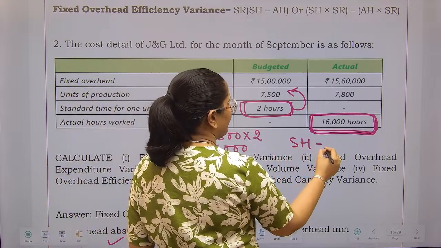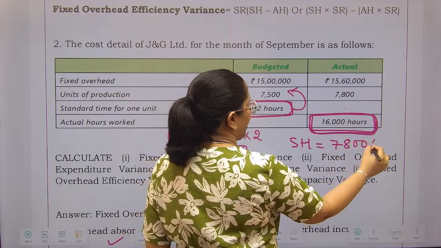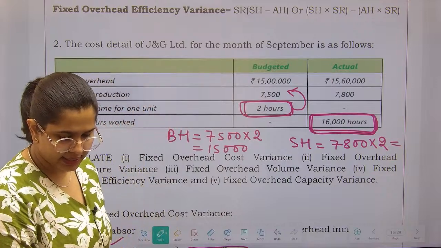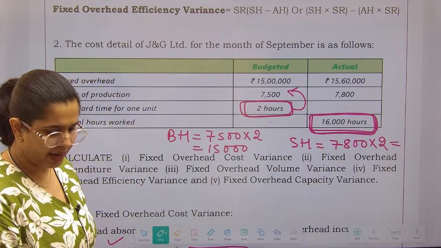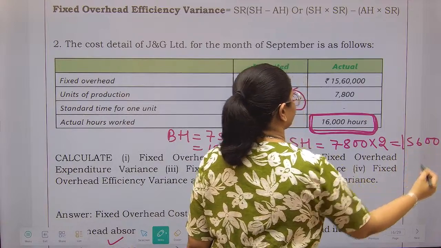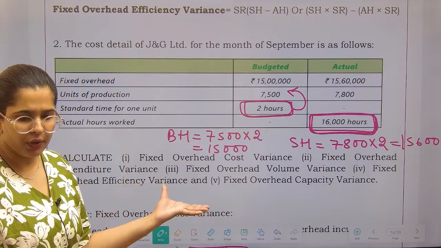Standard hours will be what is my actual production multiplied by standard hours needed to complete it. That is 7,800 multiplied by 2, 15,600. Is that fine? So now you will get the difference.